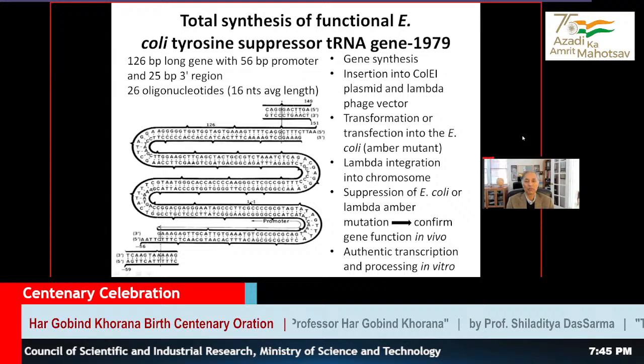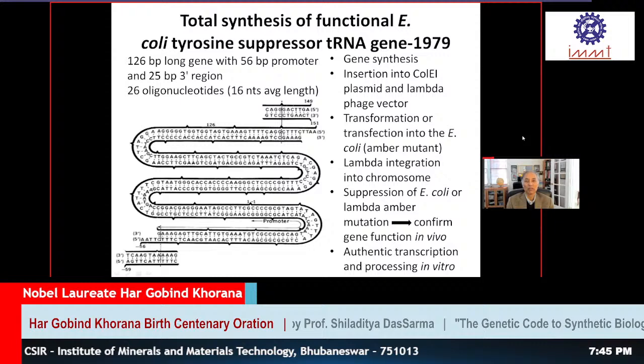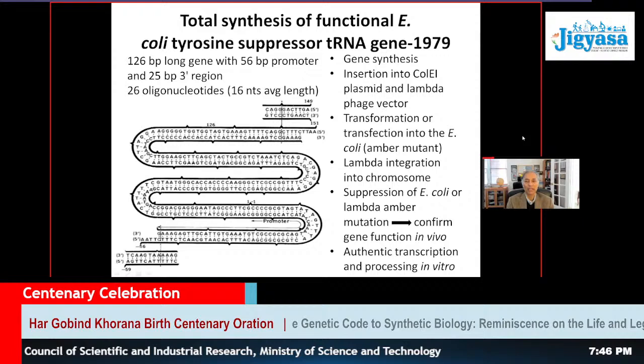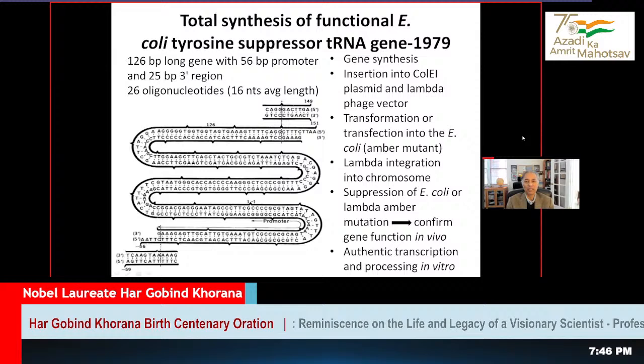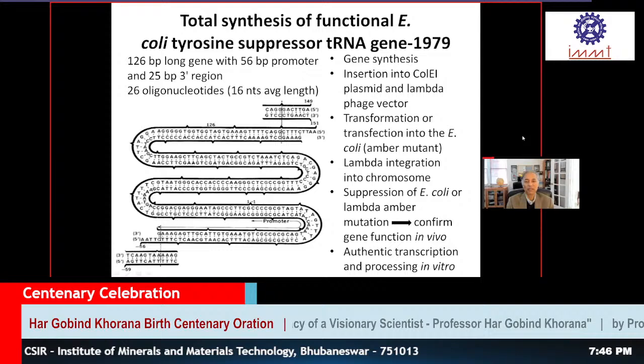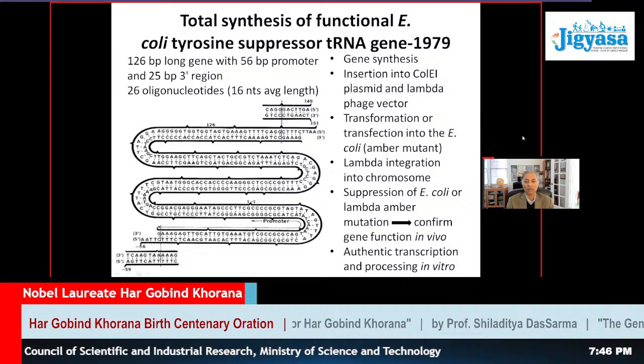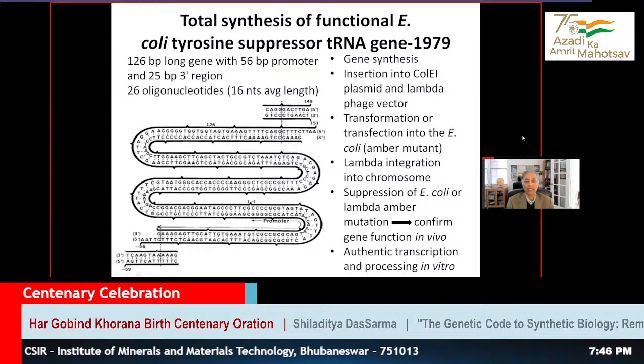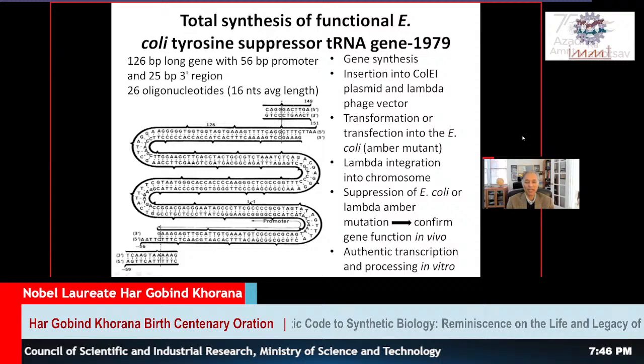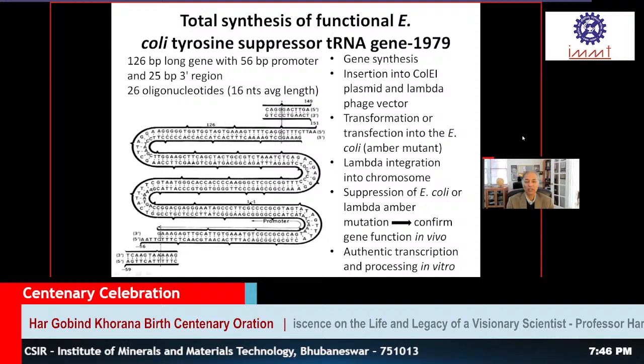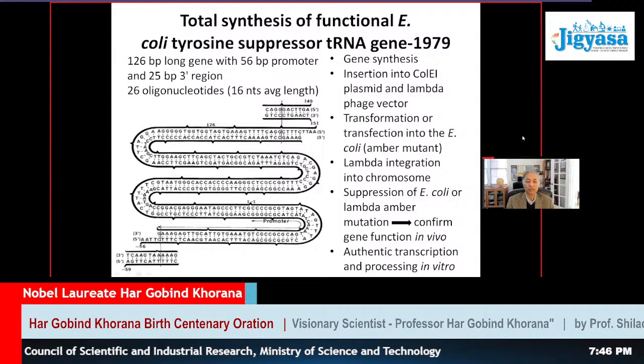However, it was possible by then to actually show that this gene was functional in vivo by insertion into either a plasmid or a phage vector, and introduction into an E. coli mutant. Because this was a suppressor tRNA, it could suppress certain mutations in E. coli called AMBER mutations. The lambda would integrate into the chromosome, and the suppression of E. coli or lambda AMBER mutations could be confirmed genetically by gene function. And also, the authentic transcription and processing of the gene could be shown in vitro.